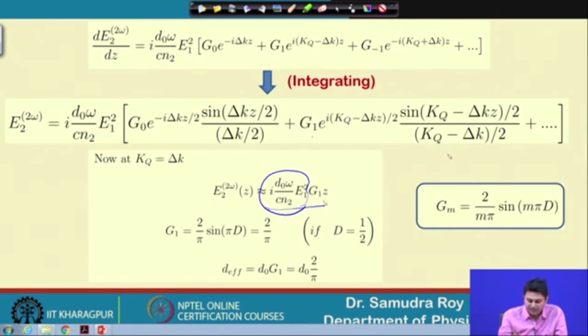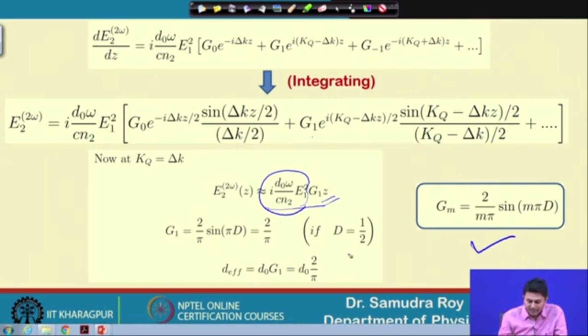This limit basically gives us z. So, we will have a z here. Now, g 1 is this, because g m is equal to 2 divided by m pi sin m pi d. So, g 1 can be represented in terms of this quantity. If I put m equal to 1, g 1 should be 2 divided by pi sin of pi d, because m is 1.